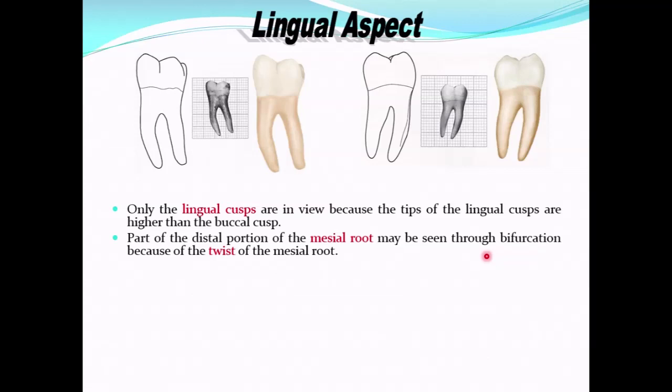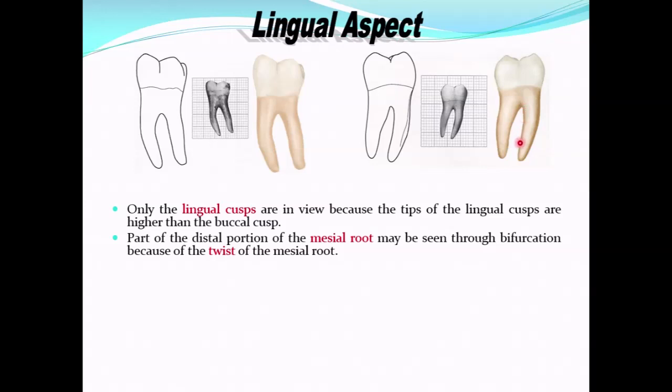Part of the distal portion of the medial root. This is the medial root. This whole thing is the medial root. The medial root has a medial portion and a distal portion. This major root has a medial portion and a distal portion.